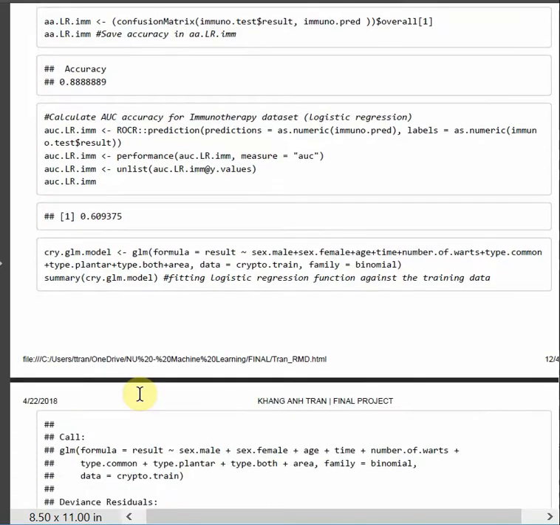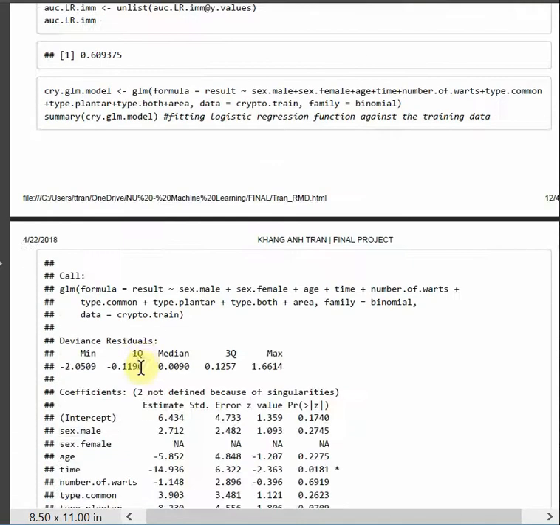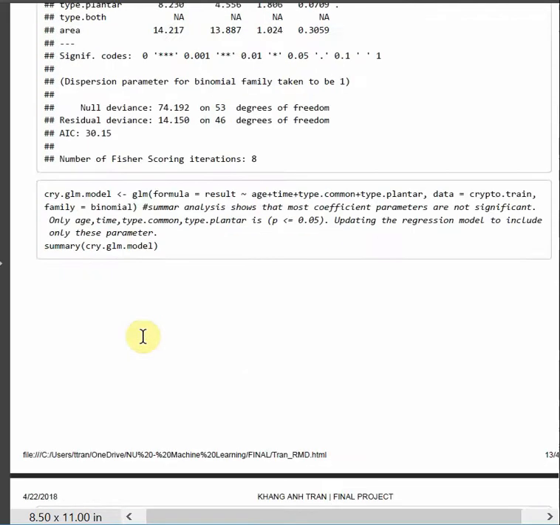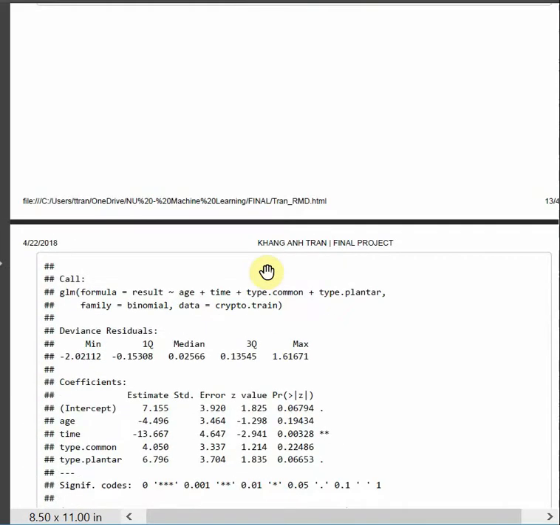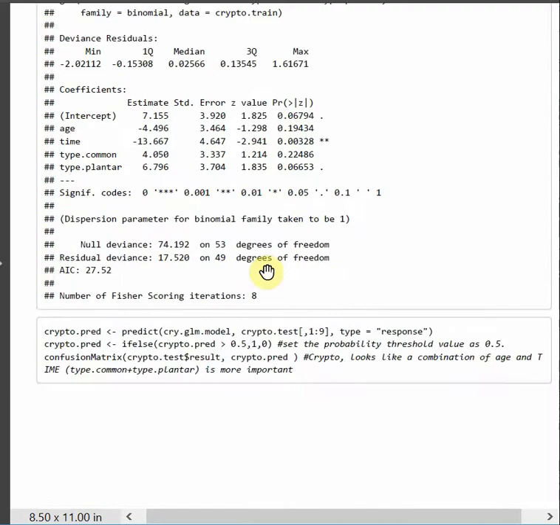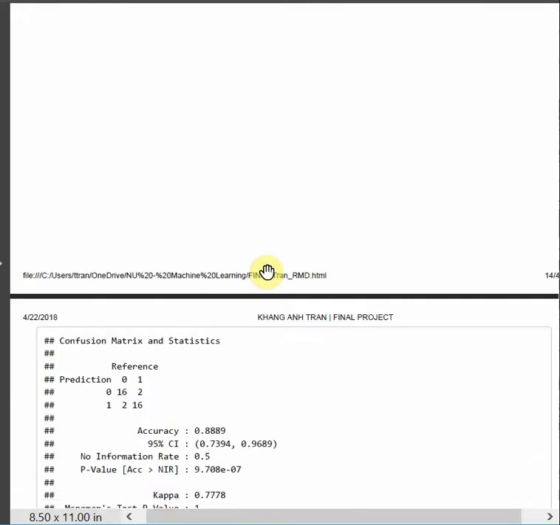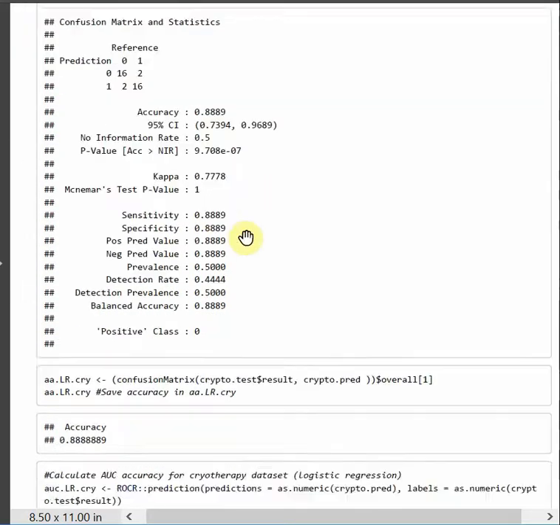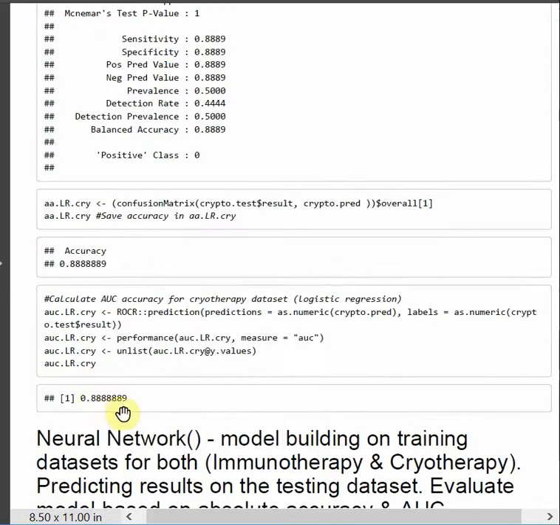I did the same thing on the cryotherapy training dataset. I did this many times, and the model that I finalized involved age, time, and the common and plantar wart types. I used that model on my testing dataset, and I got an absolute accuracy of 80%, but an AUC accuracy of 88%.